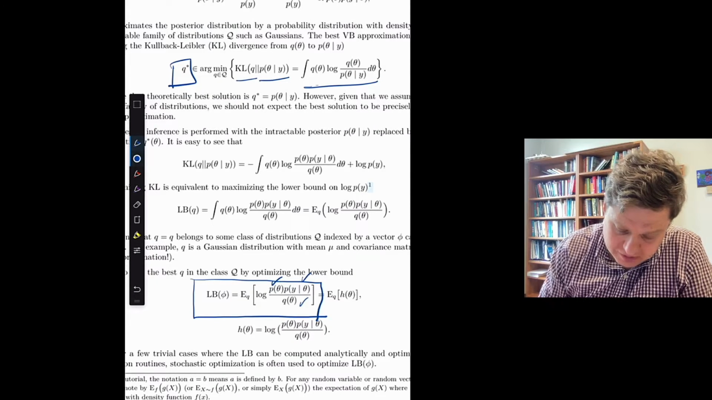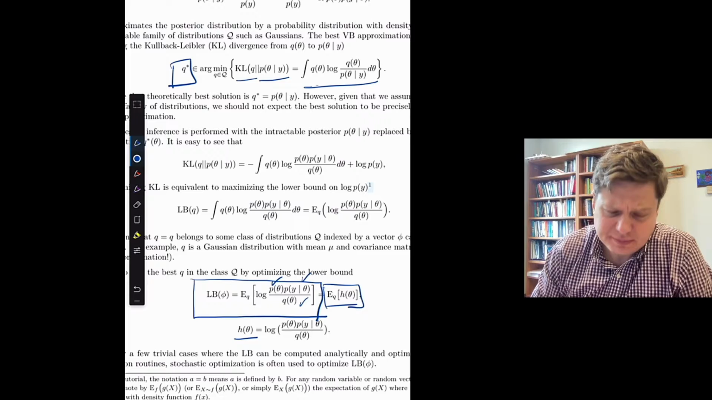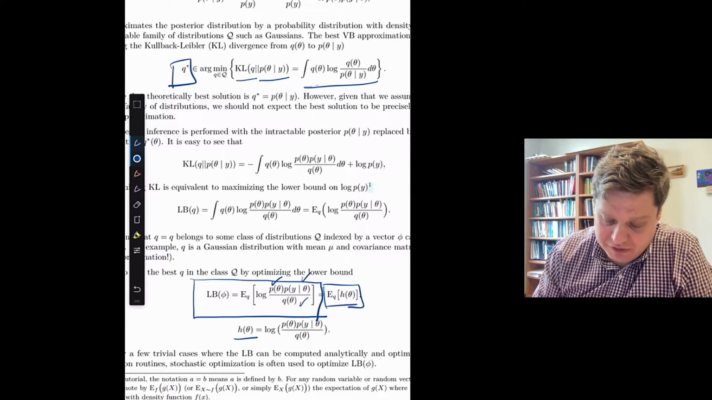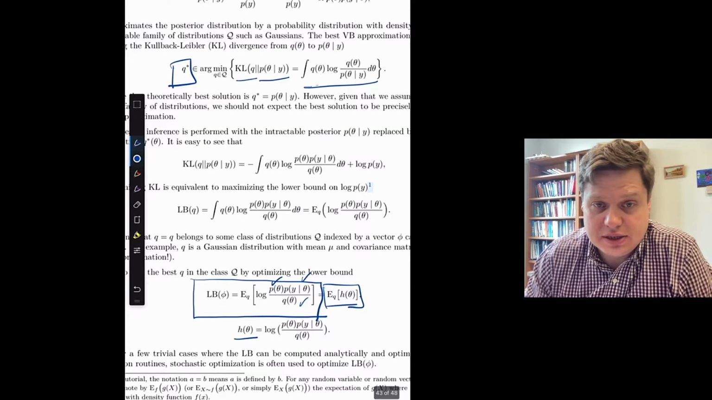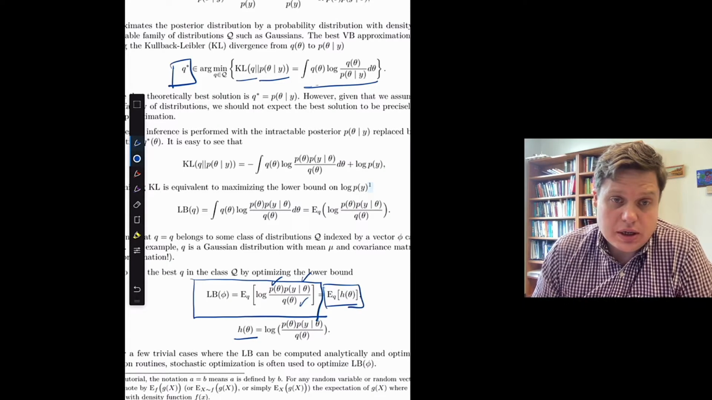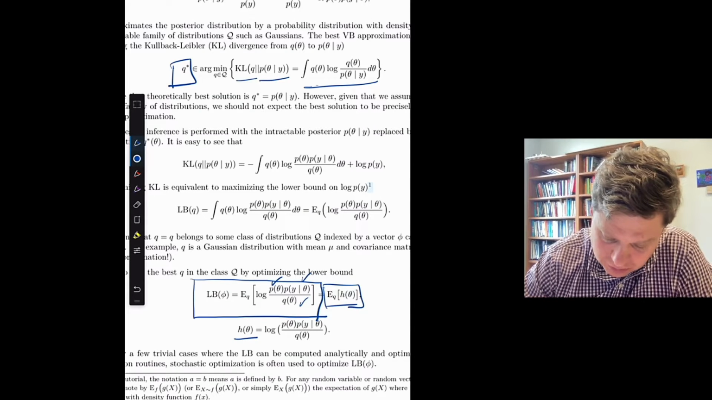So we're going to call this function h of theta, and essentially we want to calculate the expectation of this function h of theta. Now the question is, how do we optimize this expectation? First of all, it's an expectation taken with respect to this distribution Q. And we're going to use gradient descent, same thing we did before.